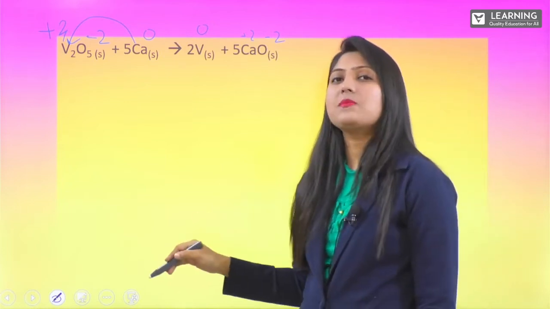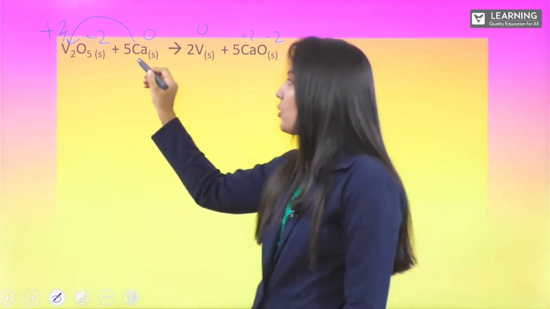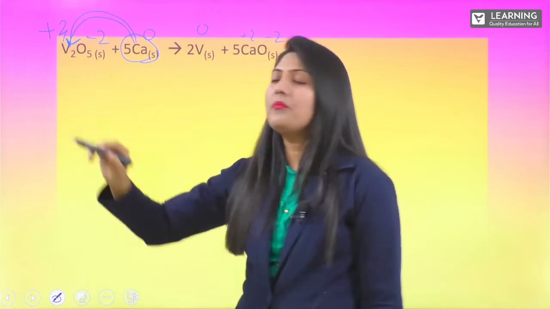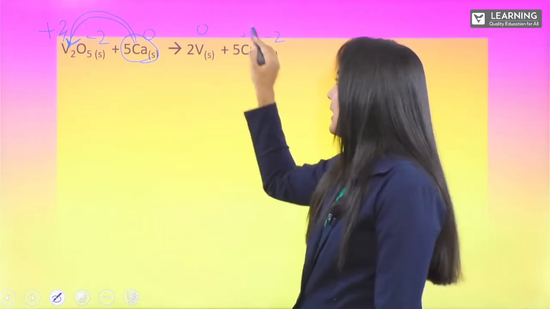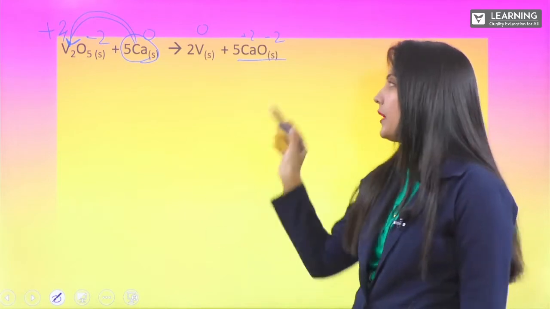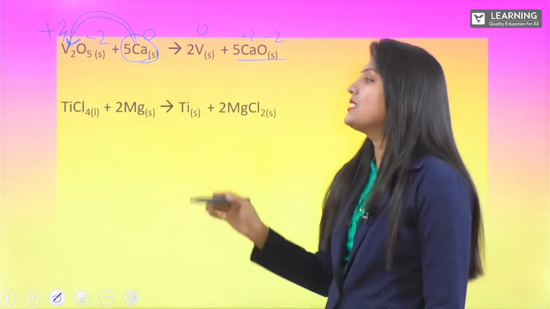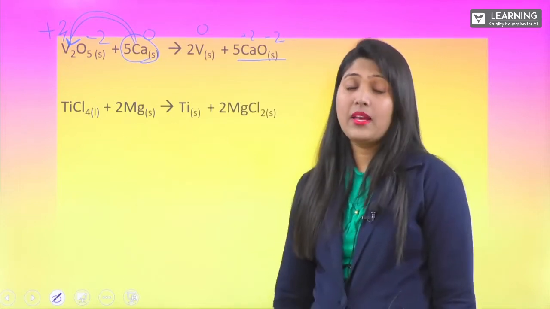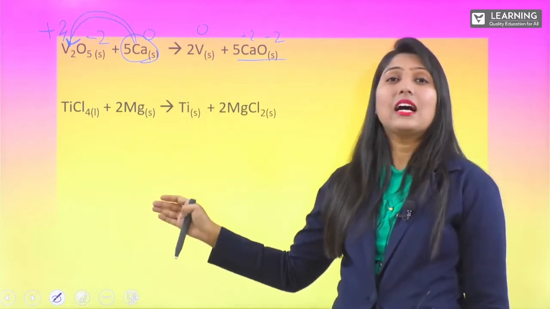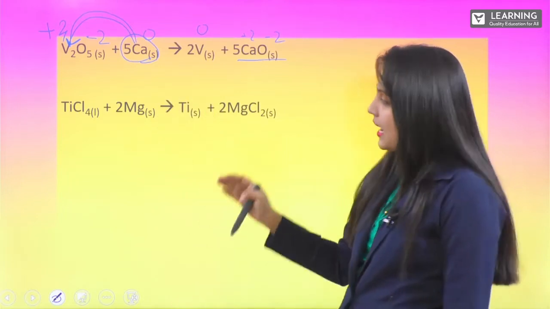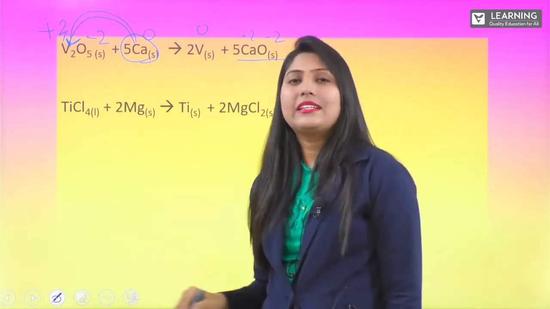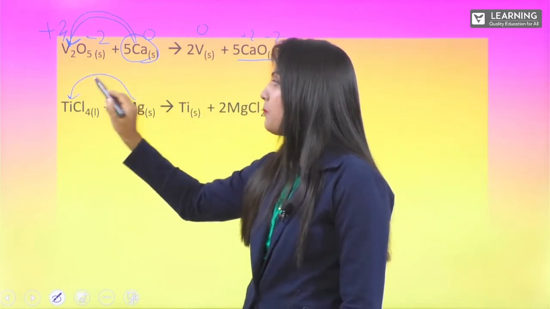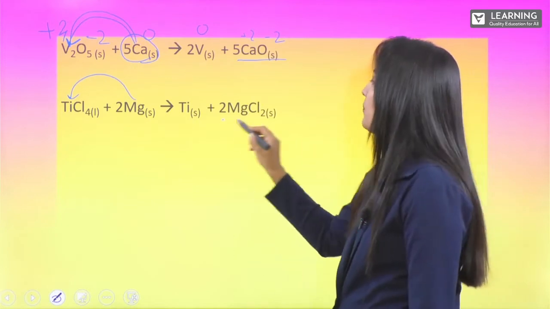But the thing we are speaking about here is displacement. So calcium is stronger than vanadium. So it can easily displace the vanadium from its oxide, and calcium oxide is formed by removal of vanadium. Similarly, titanium tetrachloride reacts with magnesium. Why are we speaking about this? These are the alkaline earth metals. These alkaline earth metals are stronger than these D block elements or D block metals. So they can easily displace the D block metals and form the compounds.